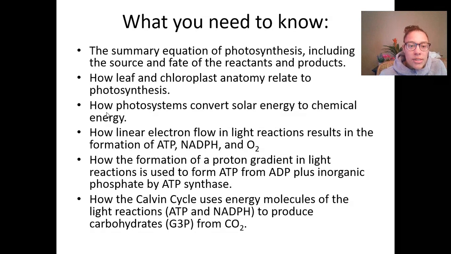So we're focusing on what photosystems are and how they convert solar energy to chemical energy. We're going to talk about how there is linear versus cyclic flow of electrons throughout our light-dependent reactions and why they are important in creating ATP, NADPH, and oxygen. And then we're going to talk about this really cool enzyme called ATP synthase, and that's how we get all of our ATP molecules to help drive the Calvin cycle later on in photosynthesis.